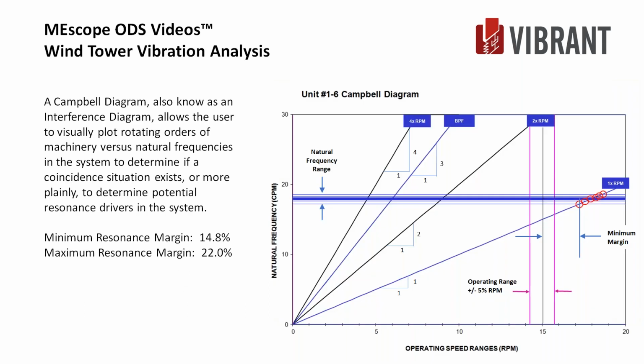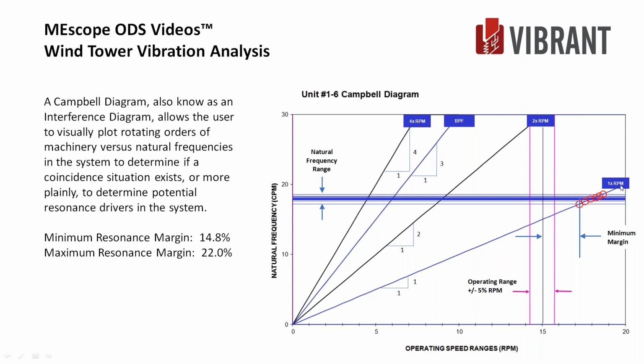First of all, though, I plot all the responses on the Campbell diagram, found that my minimum resonant margin was 14.8%, so right about here, and my maximum resonant margin was 22%. So from here to here is my range. So I plotted all 12 natural frequencies that we calculated, 6 or 2 for each unit, X and Y.